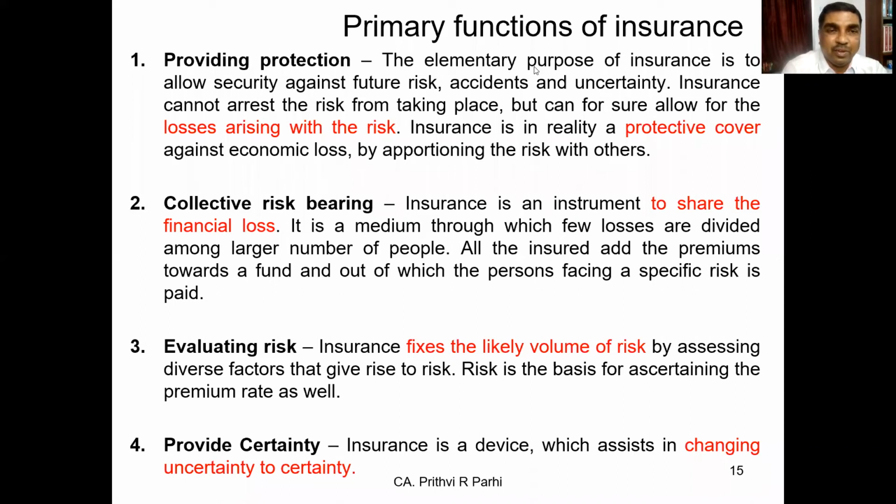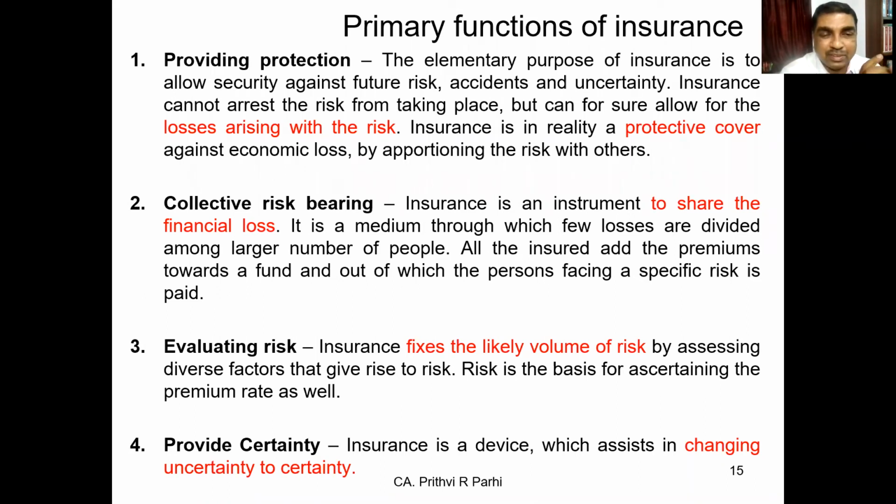Okay. One more function is collective risk bearing. What exactly happens? The financial losses that a few people are suffering are spread or shared among a major group. So insurance acts as an instrument to share the financial loss, since everybody is contributing by way of premium, but everybody may not suffer loss. Through this mechanism, collectively, the risk is shared. So one more function is collective risk bearing.